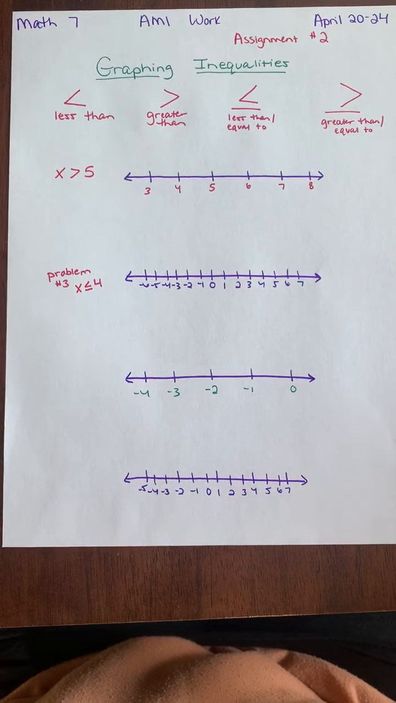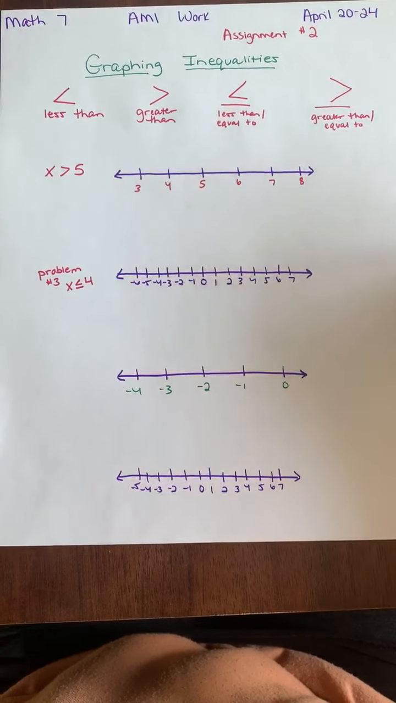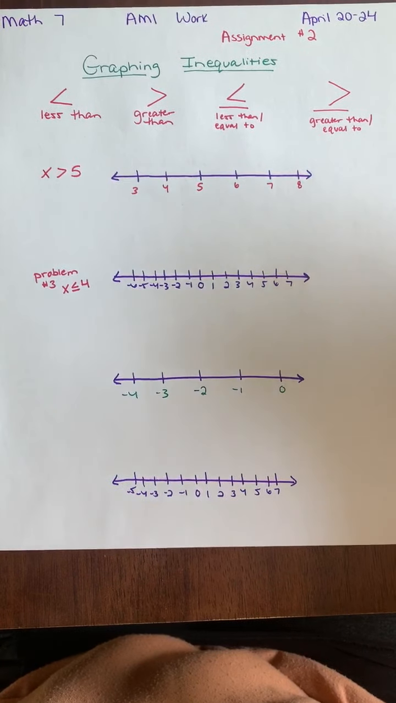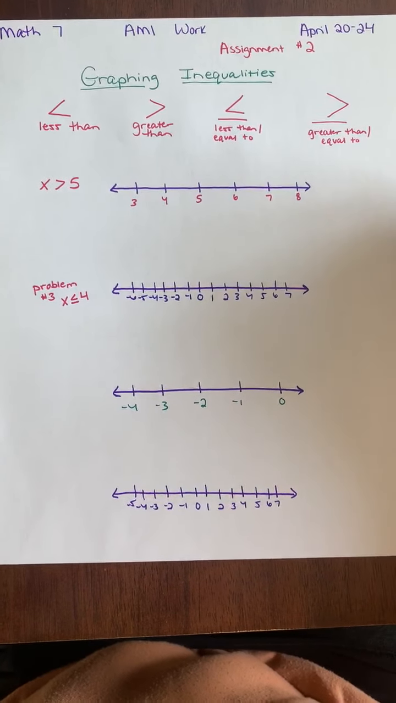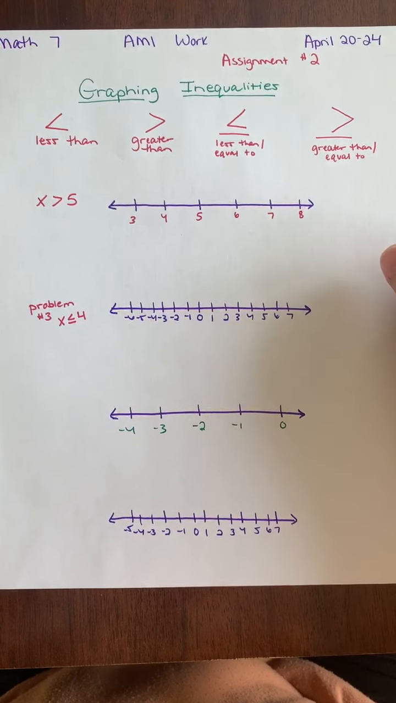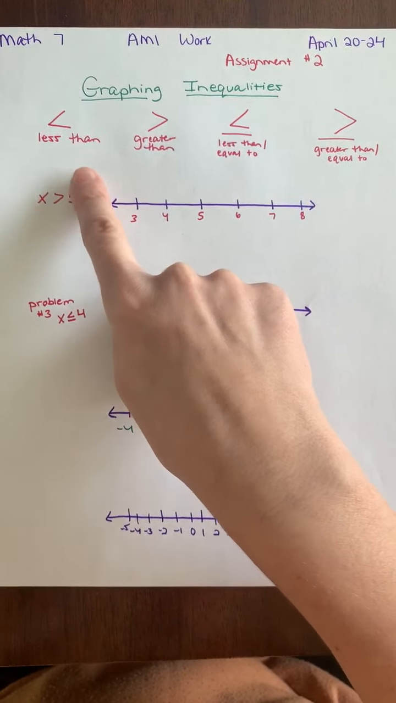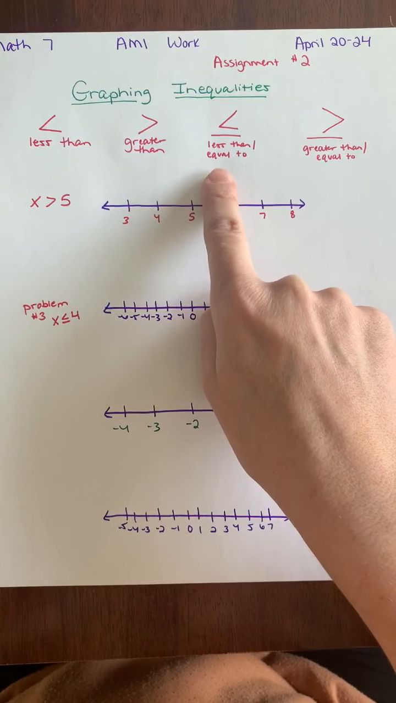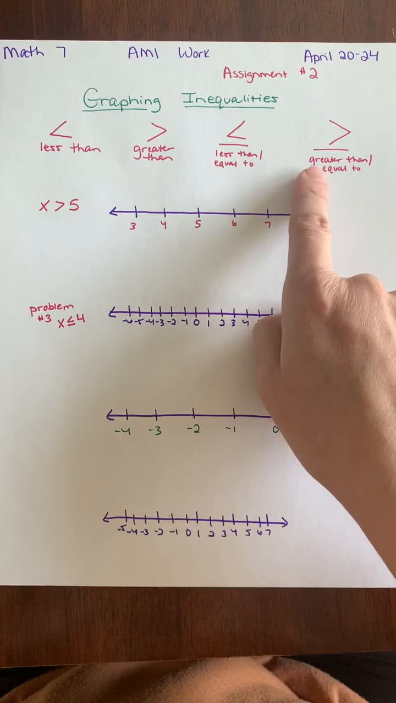So the first thing we need to remember from the first assignment with inequalities is that they're going to look a lot like an equation. You're going to have a variable and some constant numbers, but rather than an equal sign where there's one answer, you're going to have an inequality sign where there's going to be more than one answer. And so I've listed out the 4 inequality signs: less than, greater than, less than or equal to with the line underneath, and greater than or equal to also with the line underneath.